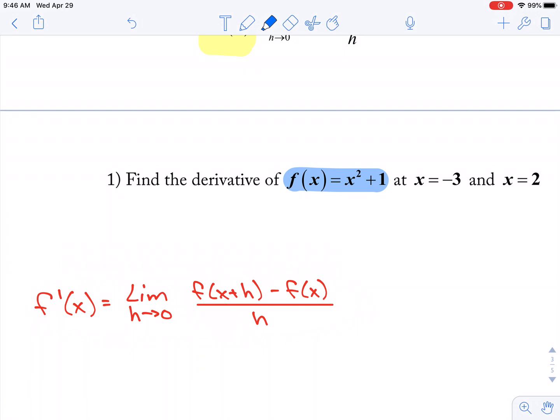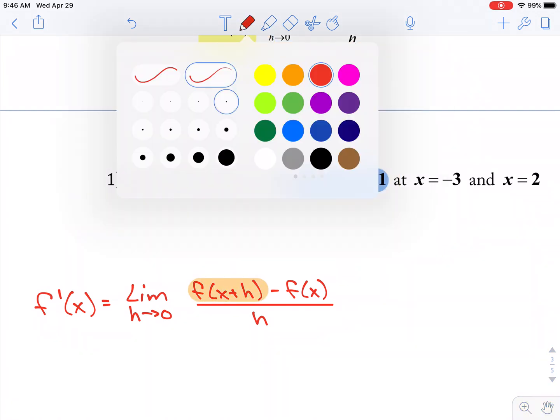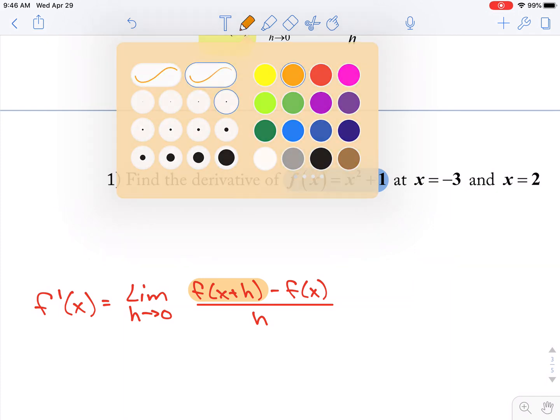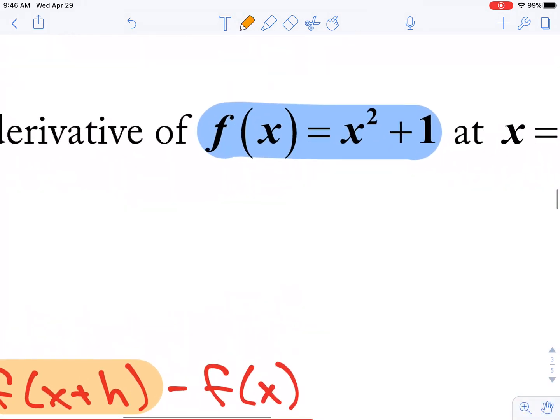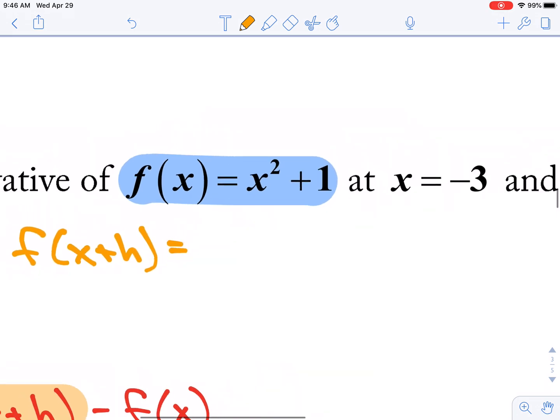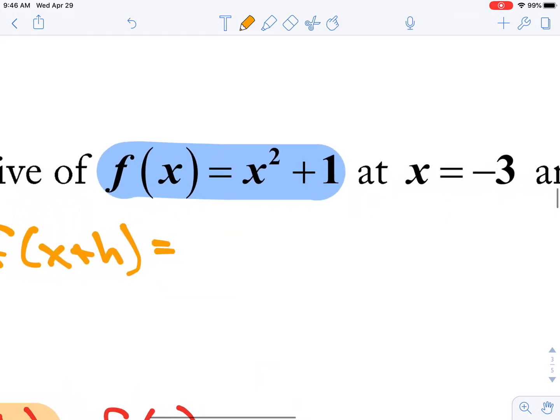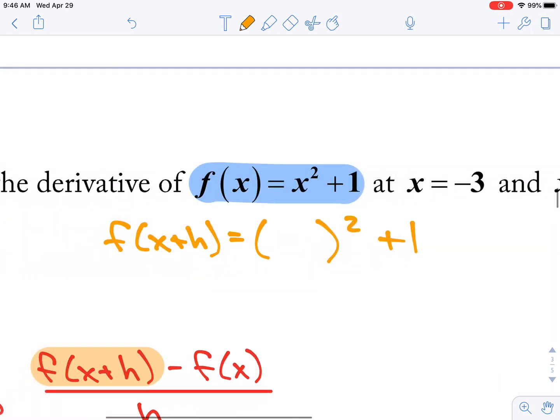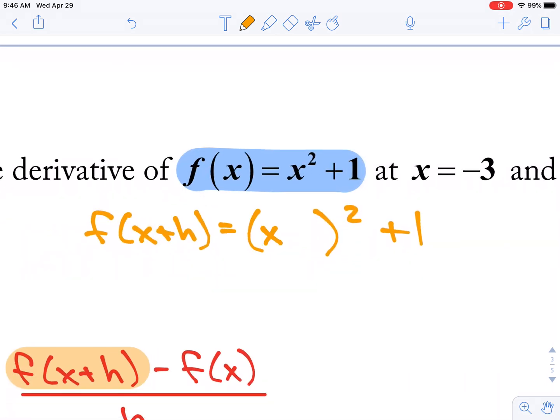Well, the first thing we need to do is understand what f of x plus h is. In order to find f of x plus h, we have to plug x plus h into the original function. Notice the original function was x squared plus 1, so it was something squared plus 1. That something for f of x plus h is x plus h. So f of x plus h equals the quantity x plus h squared plus 1.